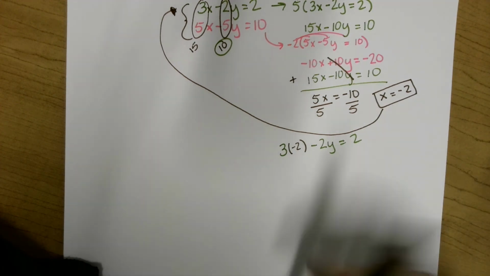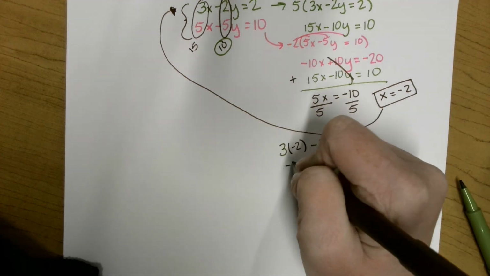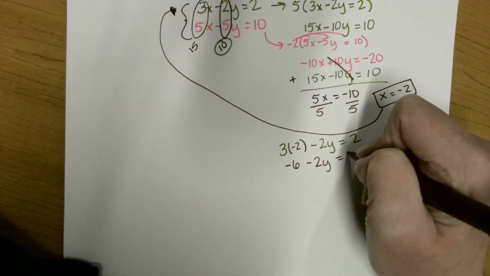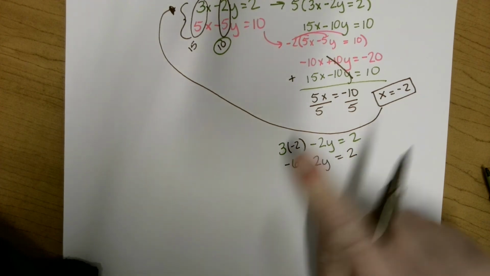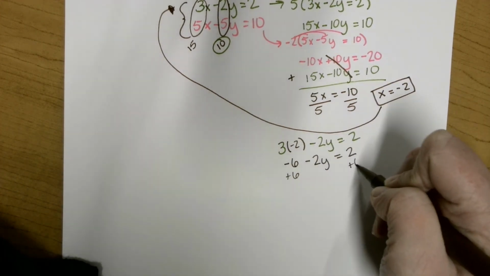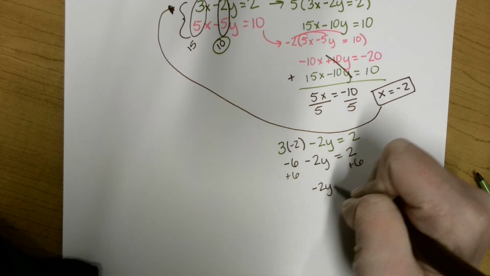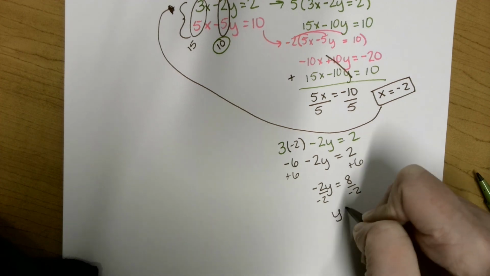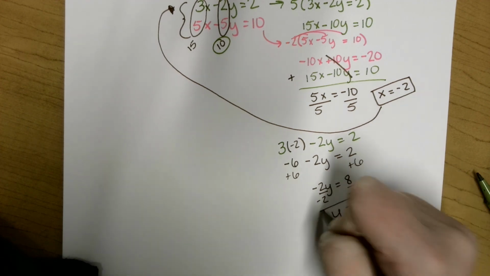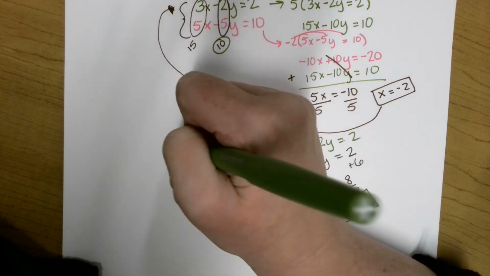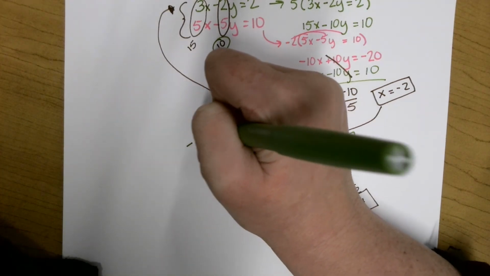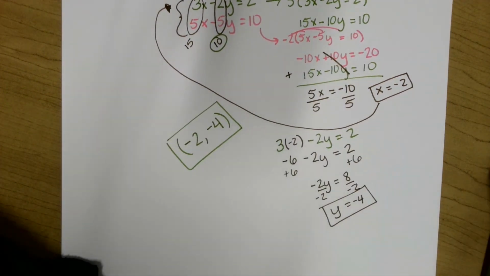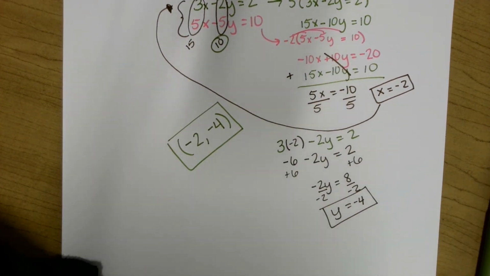All right. 3 times -2 is -6. So I have -6 minus 2y equals 2. I'm going to add 6 to both sides. And I've got -2y equals 8. And divide both sides by -2. Y equals -4. So my final solution as an ordered pair is (-2, -4). I'll move my hand out of the way just a second. I kind of realize I'm covering up the whole problem. And there we go.